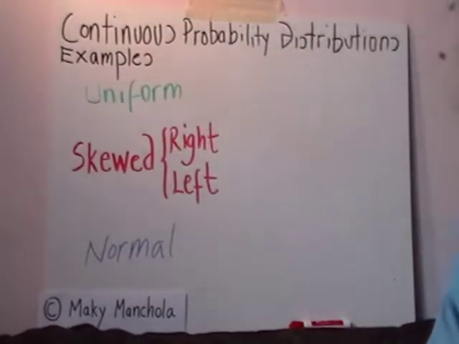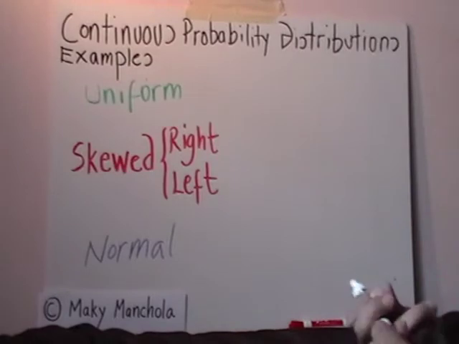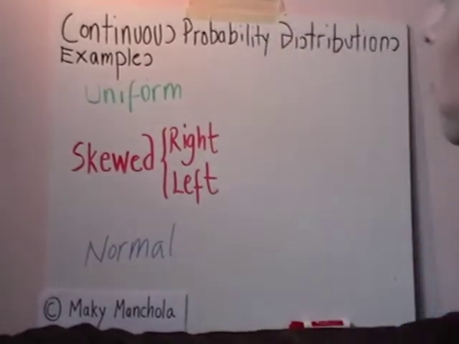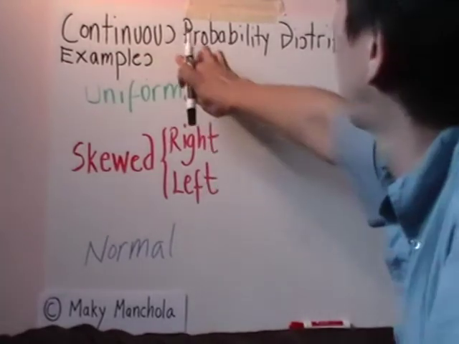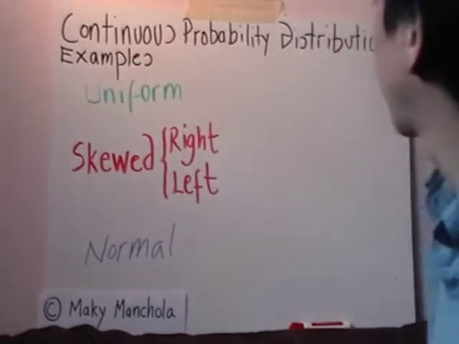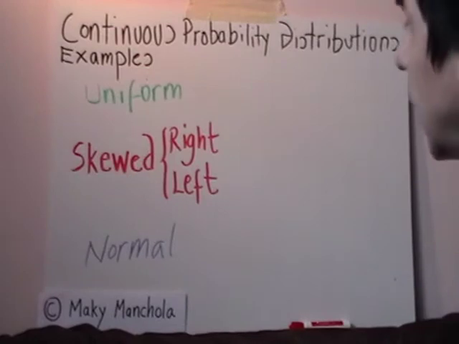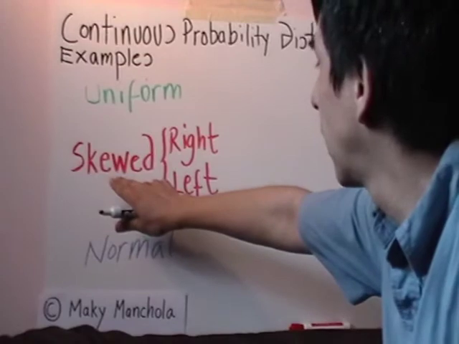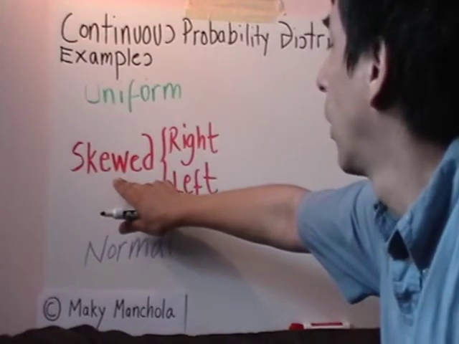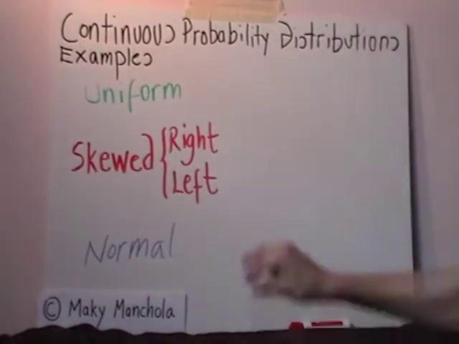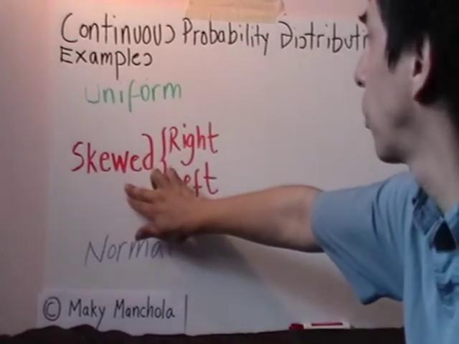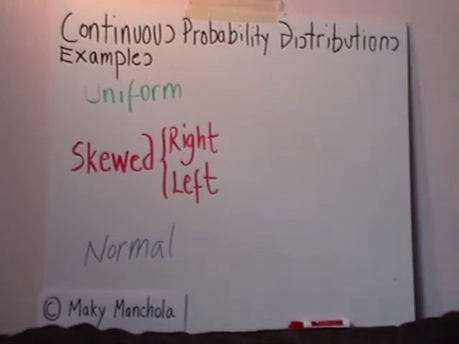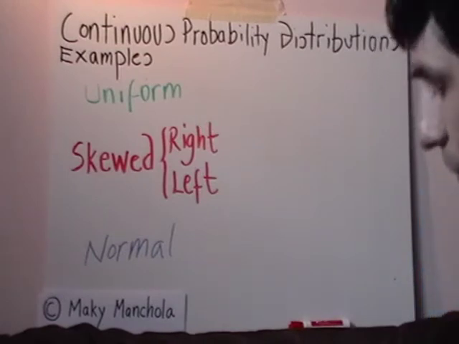Okay, in this lecture we're going to discuss this topic of continuous probability distributions. The way we're going to do that is we're going to present some examples of those. Our first example is that of a uniform probability distribution, then a skewed one, and then a normal distribution. Notice that when we discuss skewed probability distributions, there are two types, right and left. Skewed right and skewed left.